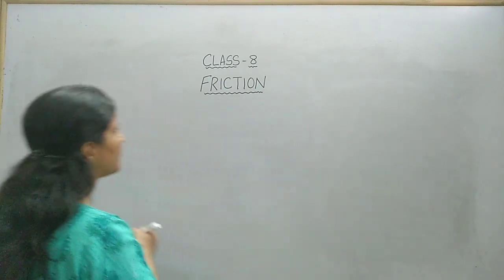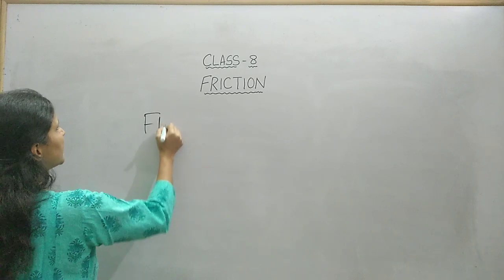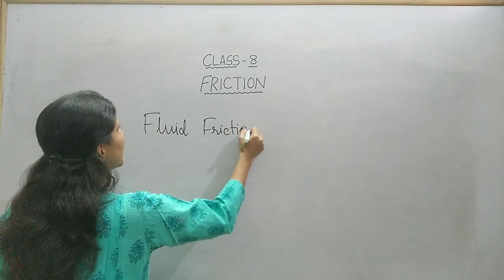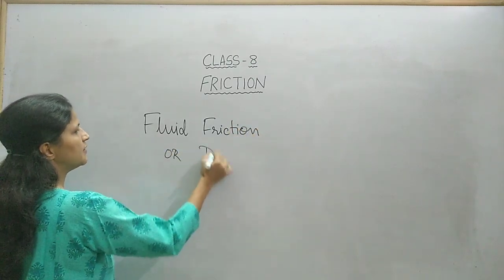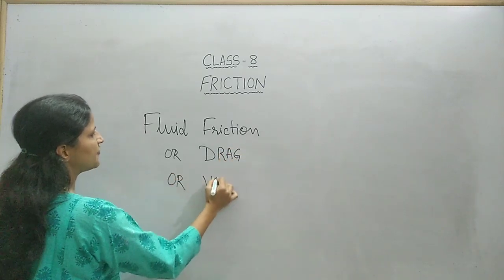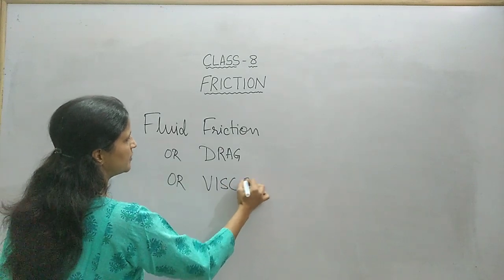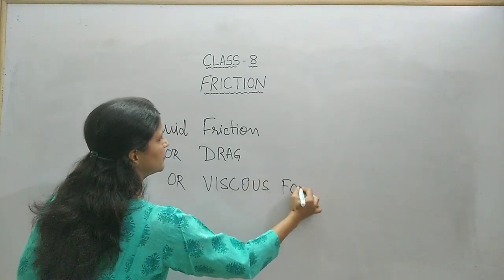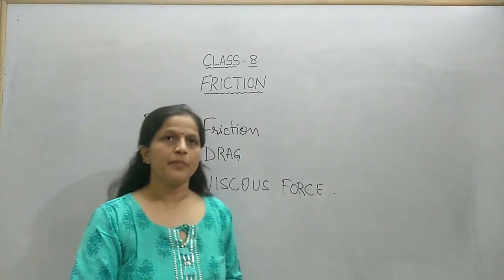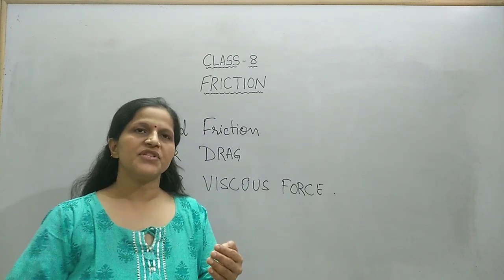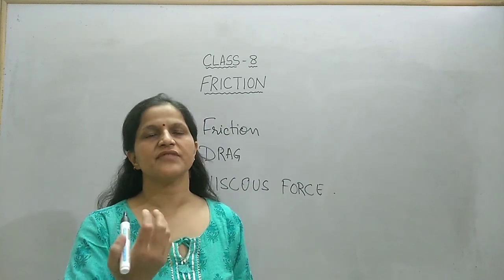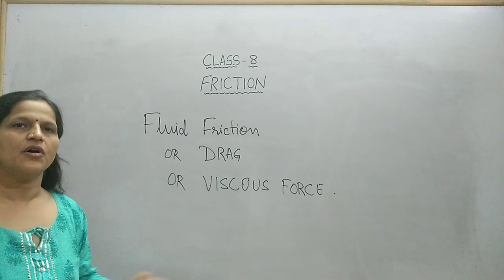So what are the three different names of fluid friction? We call it either fluid friction, or we call it drag, or we call it viscous force. So this is a property of fluids that whatever object passes through the fluid, it opposes the motion of that object, and that opposition is known as viscous drag or fluid friction or drag.